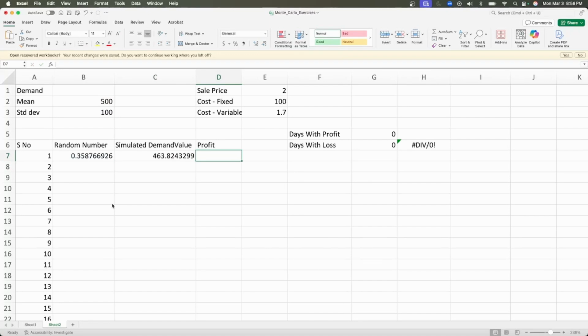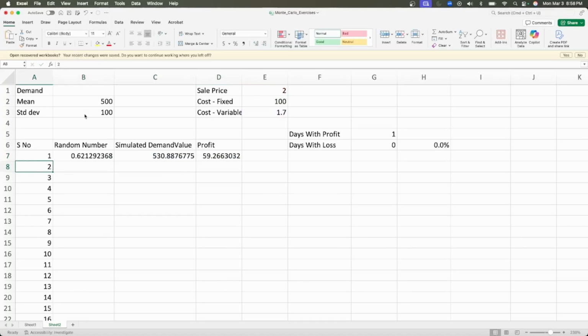Now let's calculate the profit. Profit will be the total simulated demand value multiplied by your variable sale price minus your cost. And then on top of it, I will have to subtract your fixed cost. So this comes out to be $106 for this particular data point. Again, I'll do the same thing and add dollar signs to these two data points.